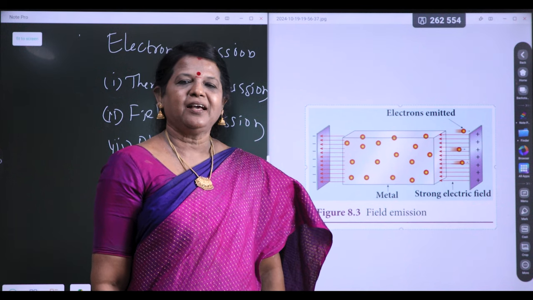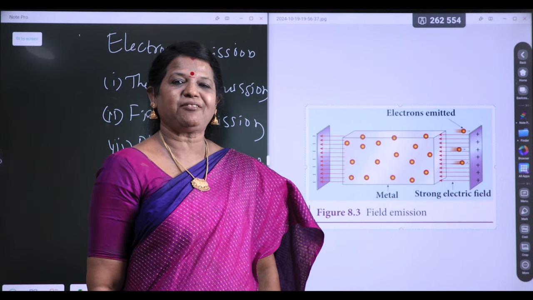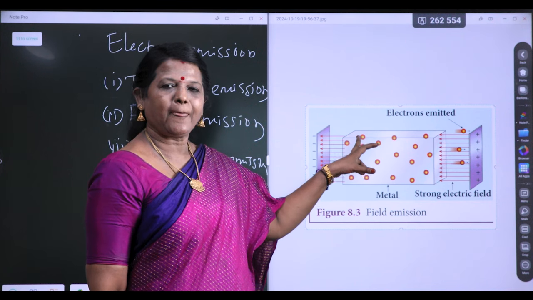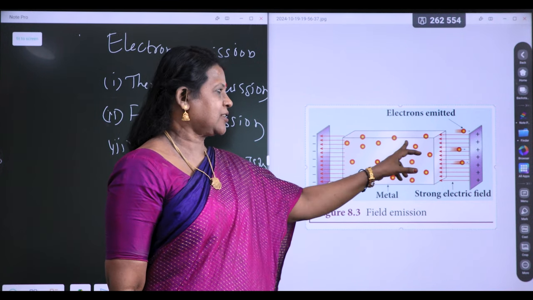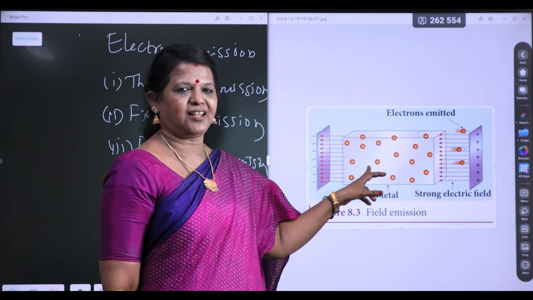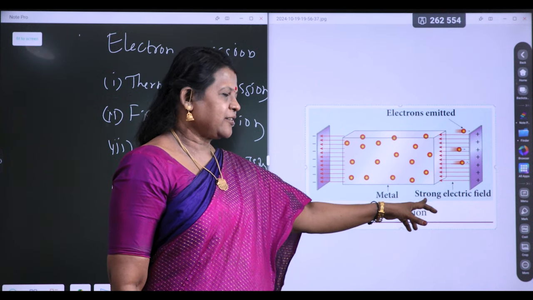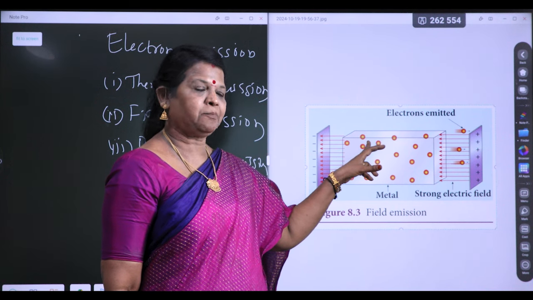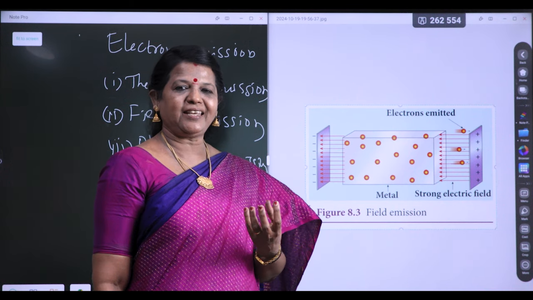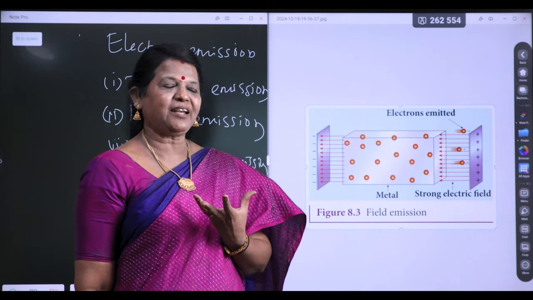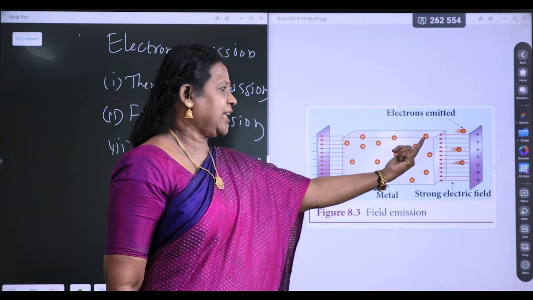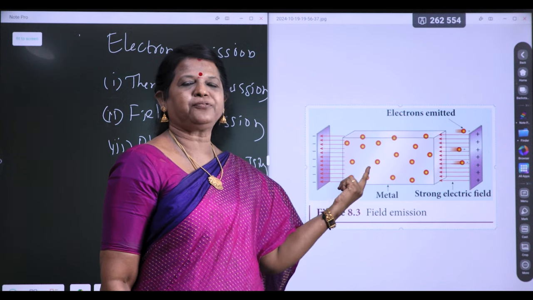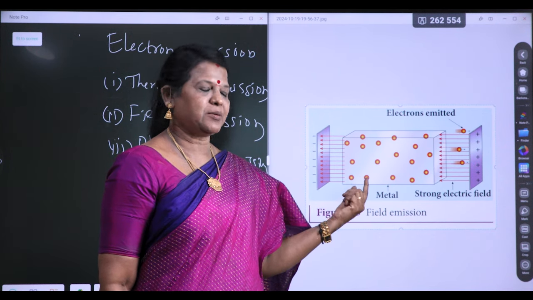Field emission means a high electric field is given to the metal. With the same example, this diagram shows the metal. The circles represent free electrons. Here, a strong electric field is given to the metal. Then what happened? The free electrons gain energy to liberate from the metal. So the electrons are emitted from the surface. This type of emission is known as field emission.